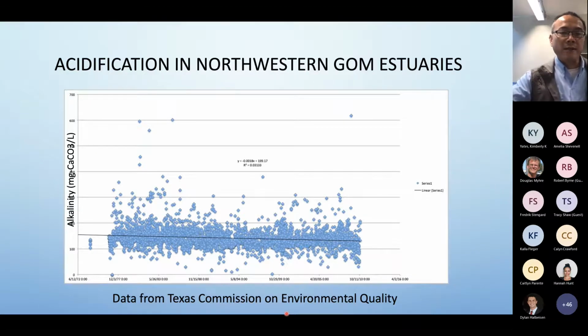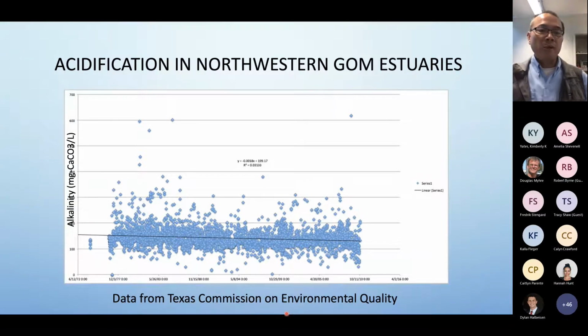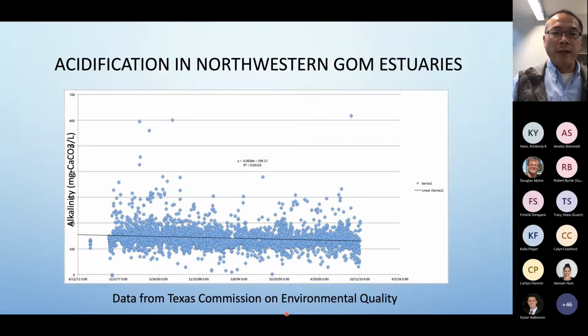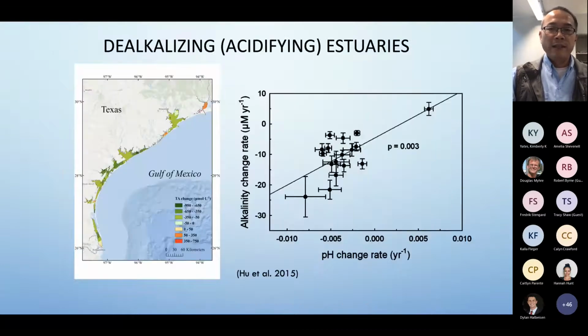On the y-axis, the number doesn't mean anything unless you give it a unit. The number is alkalinity in the unit of milligram of calcium carbonate per liter. That's basically ppm. You can convert that to alkalinity value by multiplying by 20, which gives you micromole per liter in this case. Because of this long-term decrease, I define this as not necessarily acidification, but de-alkalization of the estuary waters. So let's move forward.